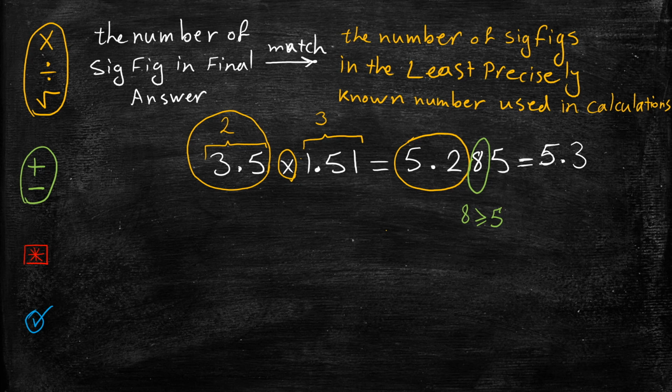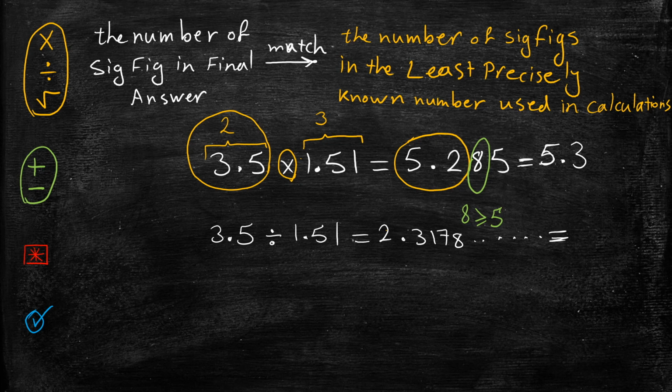Let's see another example. Imagine these 2 numbers now, they were divided by each other. Same thing. First we perform it usually. So again, I put it in the calculator, 3.5 divided by 1.51 equals. The calculator is giving me a very long number, 2.317 and then 8 and then it continues. But I'm not even going to write those because we know we're going to keep the final answer to the same number of significant figures as the least precisely known number.